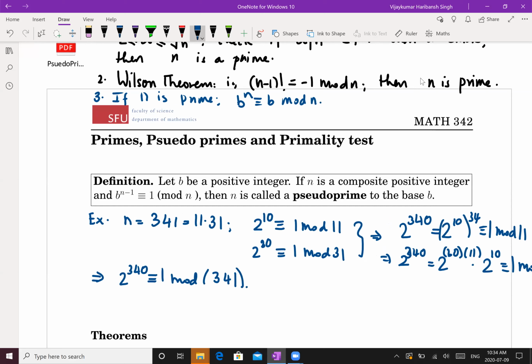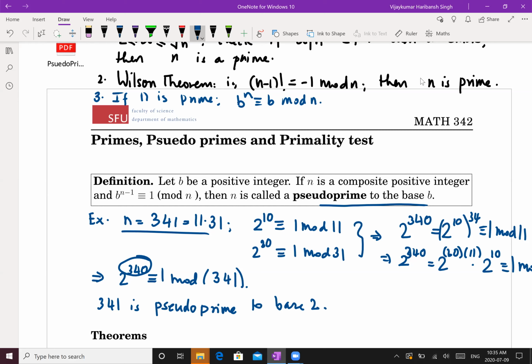So we can observe here that this satisfies Fermat's little theorem, because n minus 1 is 340, but we know that n is not a prime. So such an n would be called a pseudo-prime to the base b. So 341 is a pseudo-prime to the base 2.